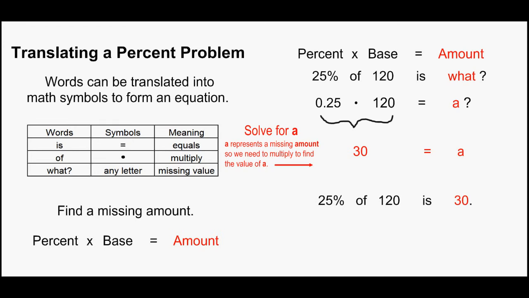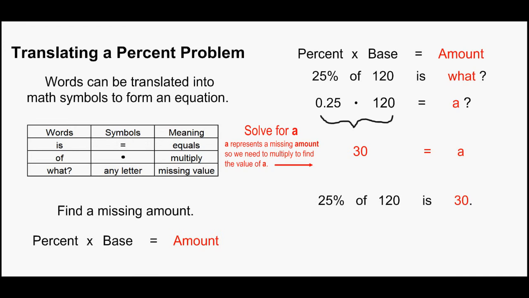What is the missing value? We can use any letter as a variable to represent the missing value. Translating will look very similar to what you solved using the percent equation. For example, 25% of 120 is what? Translation: 25 hundredths times 120 equals A. A will be the variable that represents the missing amount.